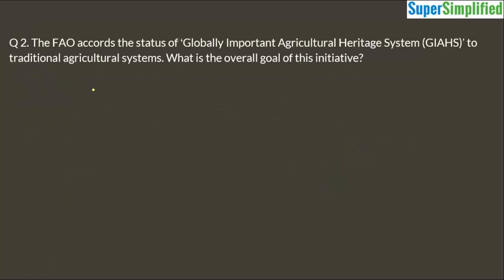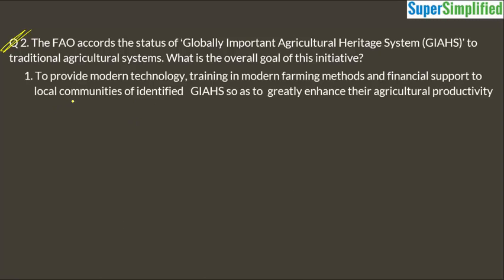Now going to the next question, question number 2. The FAO accords the status of globally important agricultural heritage system to traditional agriculture systems. What is the overall goal of this initiative? Now here again I'll demonstrate something. Even if you don't know the correct answer, you can still attempt it, right?